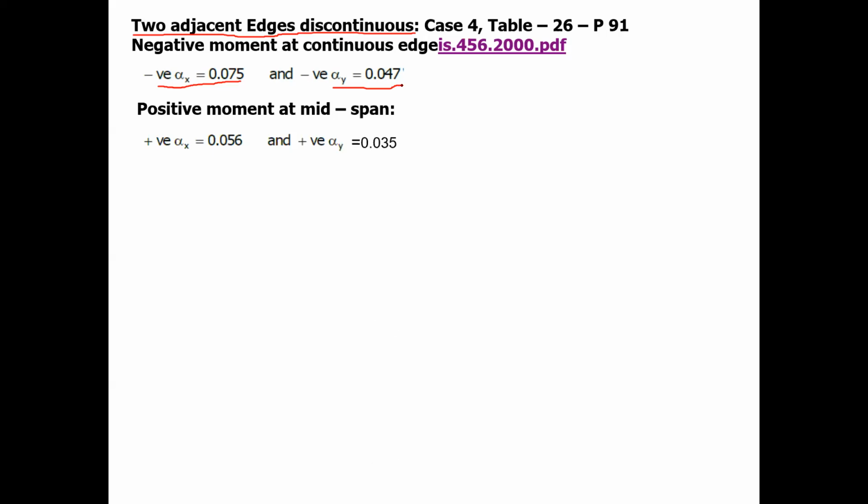So take down negative moment at continuous edge: alpha x is equal to 0.075 and alpha y value 0.047. Next, similarly, positive moment at midspan: alpha x is equal to 0.056 and alpha y value is 0.035.